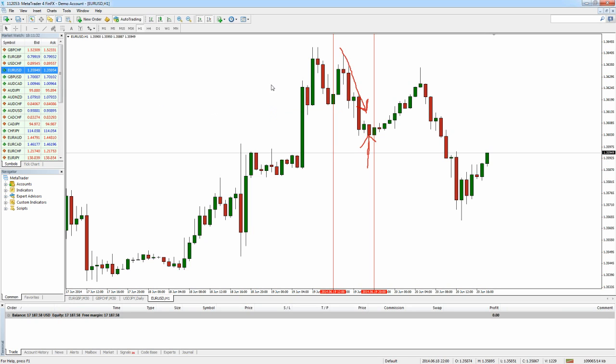Okay, so let's look at a couple more examples. It doesn't just work on the euro dollar. You pretty much want to stick to the pairs that are dollar-based or the popular pairs that are traded in the New York session. So let's look at the pound dollar.